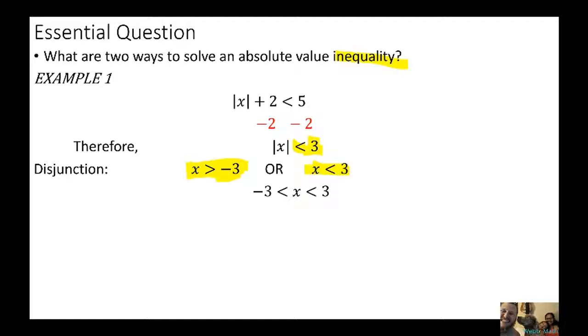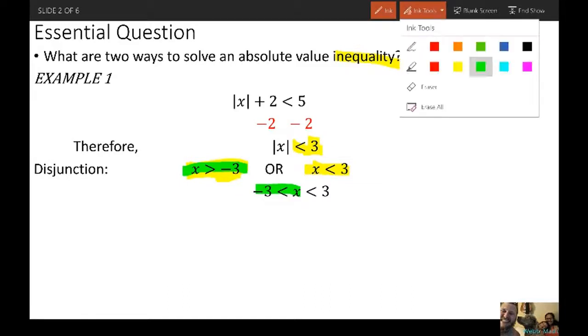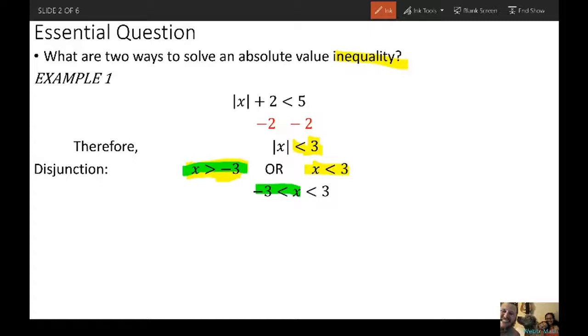And now you can write this. Because of our disjunction, it said that x is greater than negative 3, and that's written right here in this part. X is technically still greater than negative 3. And then in the light blue part, x is less than 3. That'll be this part right here. And that's how you write the compound inequality.